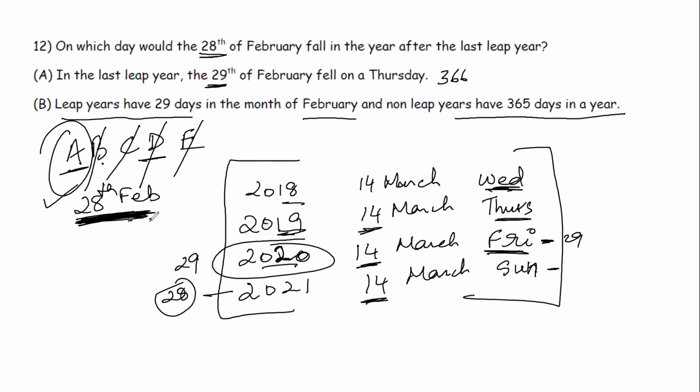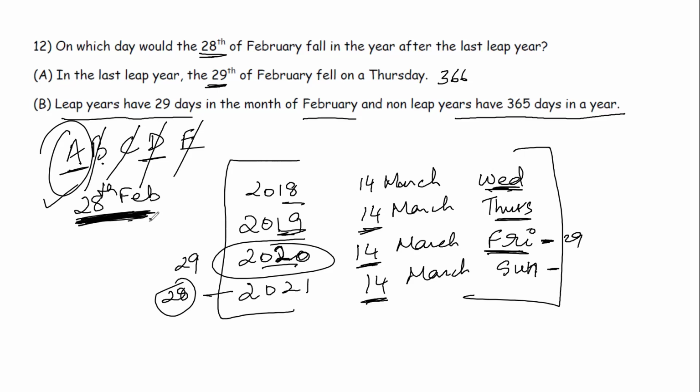So on which day would the 28th of Feb fall? Basically, we are talking about the last day of Feb, right? Comparable to the 29th of Feb, right? So it will be 2 days after. The year after the leap year will always be 2 days after. Okay, remember that. So if it's Thursday, right?